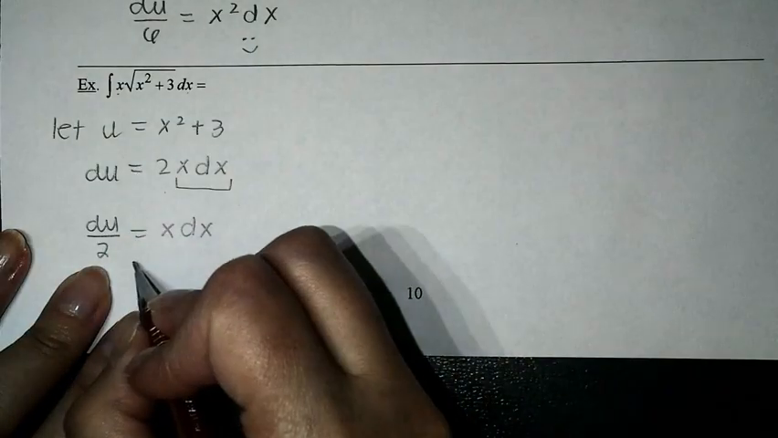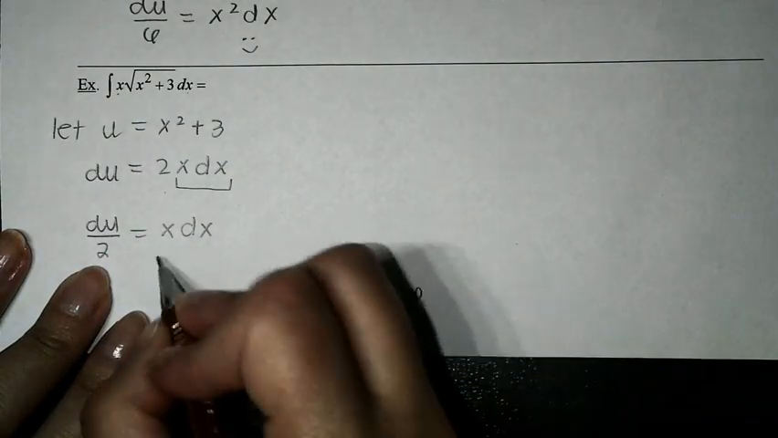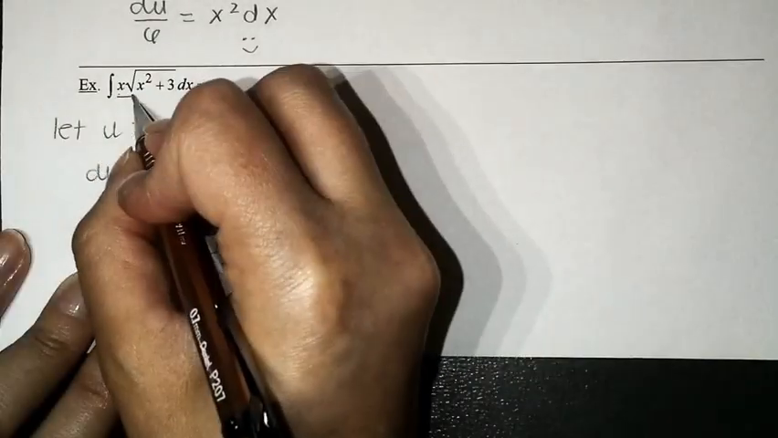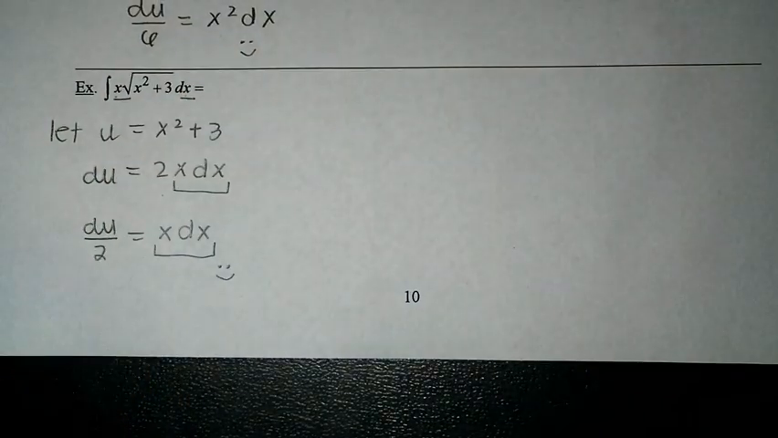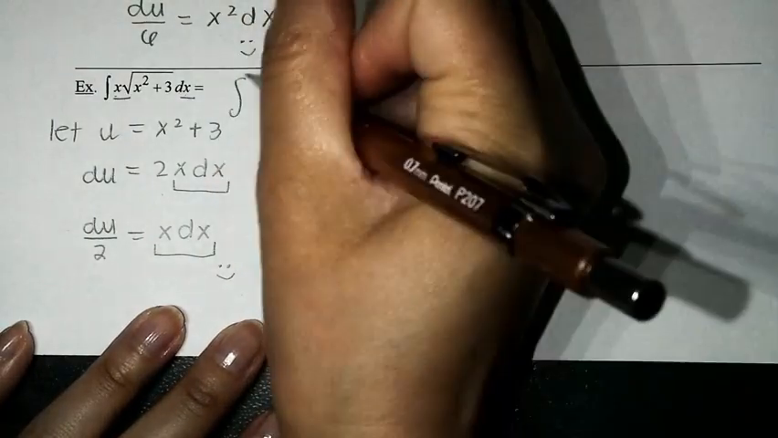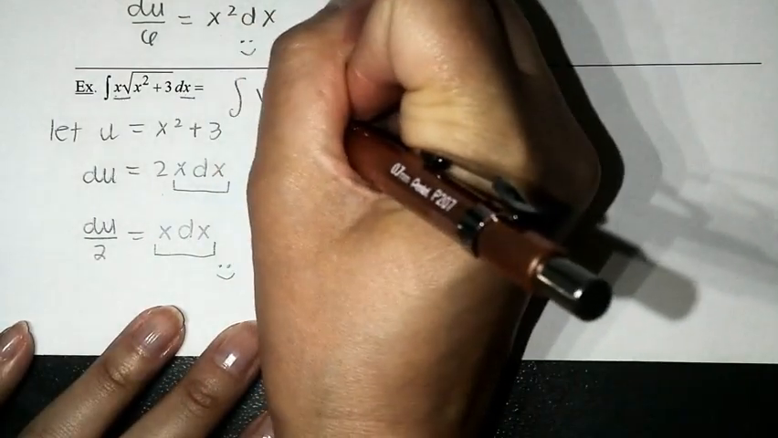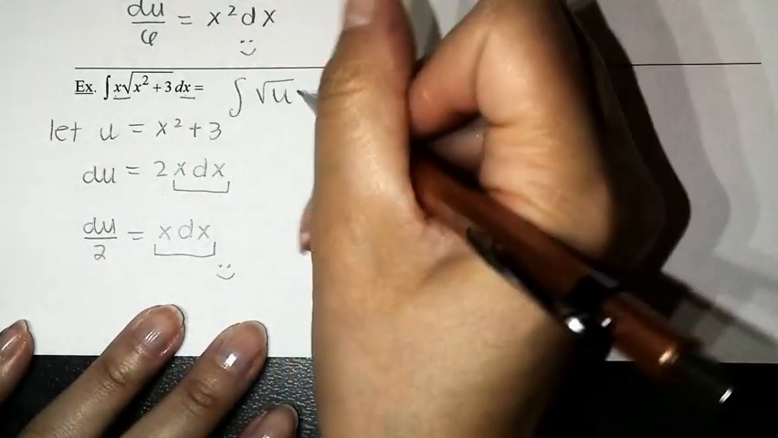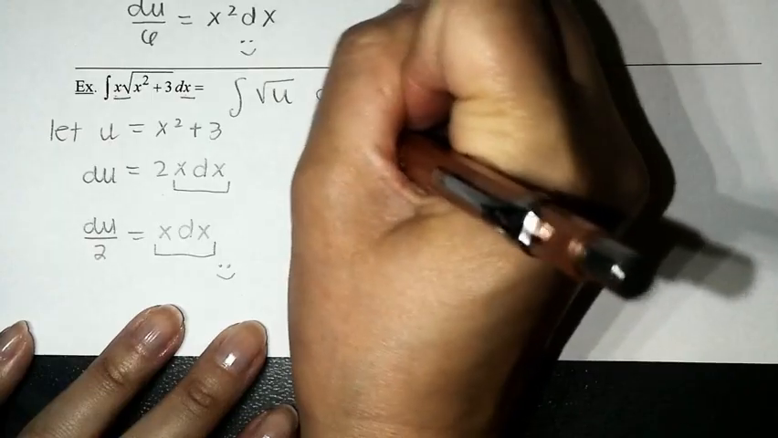We can do this, no problem. Okay, so we have this, and now I have the situation, which again I'm very happy. Why? Because you have the x and the dx over here. Now let's substitute everything. I have that it's going to be the integral of the square root of u, because that's my u, and then this is going to be du divided by 2.